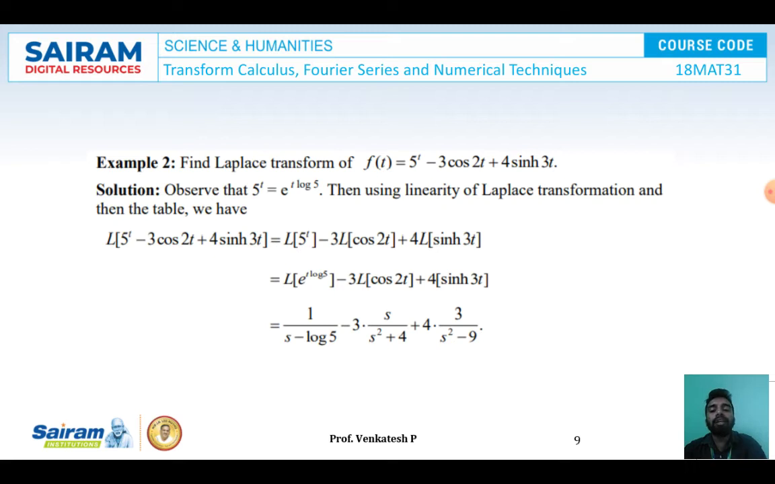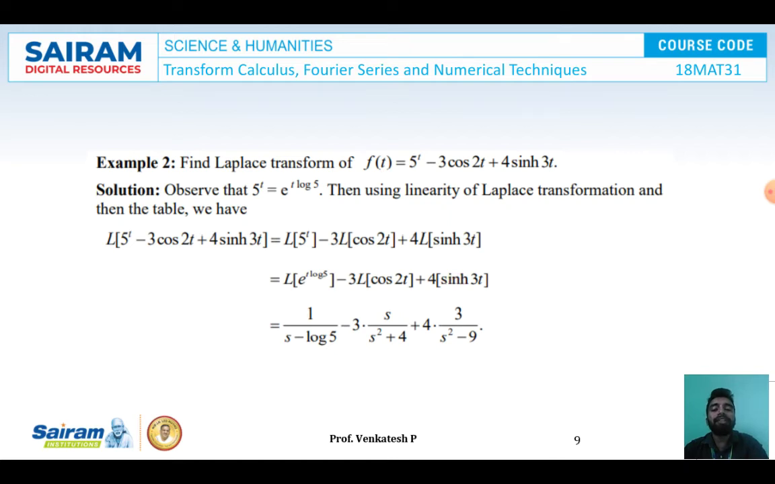Expanding this by using the linearity property, we get Laplace transform of 5 power t minus 3 Laplace transform of cos 2t plus 4 Laplace transform of sinh 3t. I'm going to replace 5 power t as e power t log 5. So we get Laplace transform of e power t log 5 minus 3 Laplace transform of cos 2t plus 4 times Laplace transform of sinh 3t.